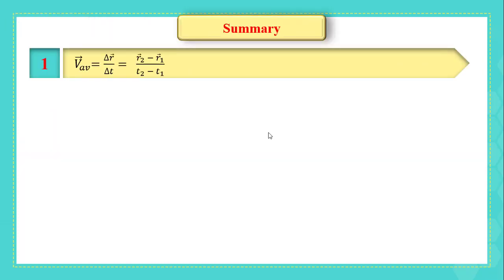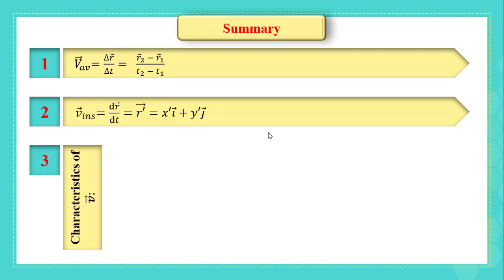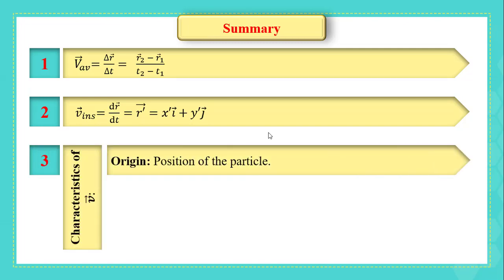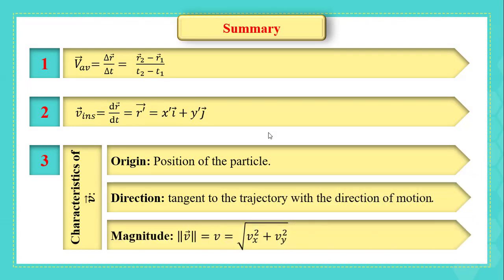The summary. The average velocity vector, which is delta r divided by delta t, equal to r2 minus r1 divided by t2 minus t1, measures the variation of the position vector during an interval of time delta t, whereas the instantaneous velocity vector, which is defined by the derivative of the position vector equal to x prime i plus y prime j, measures the variation of the position vector during a very small interval of time that tends to zero. The characteristics of V are origin, position of the particle, direction, tangent to the trajectory with the direction of motion, and magnitude is radical Vx squared plus Vy squared.